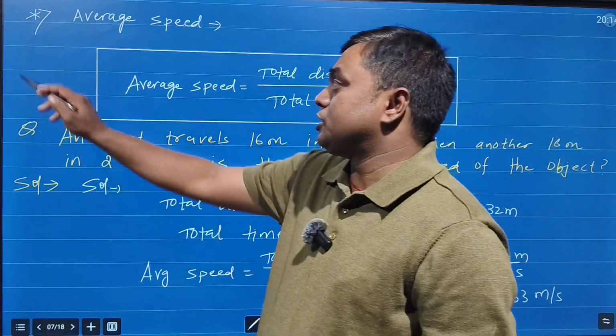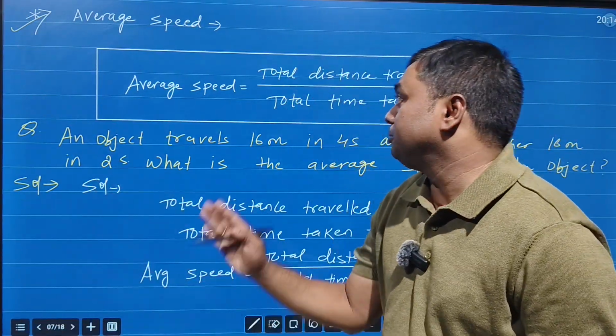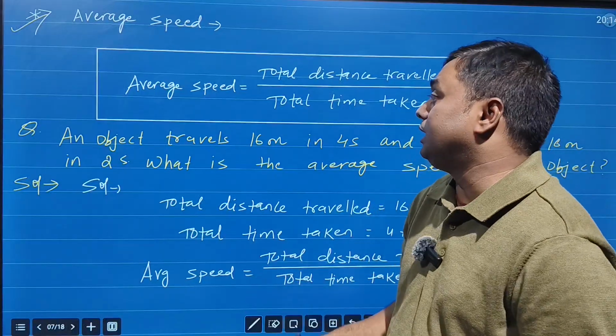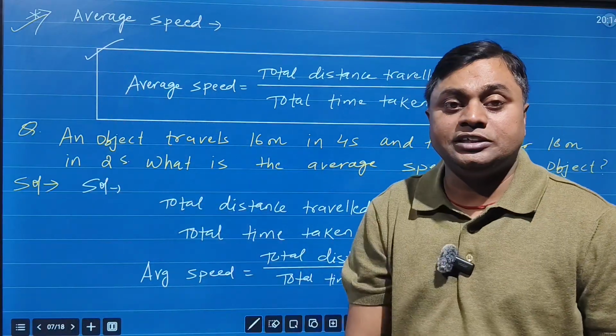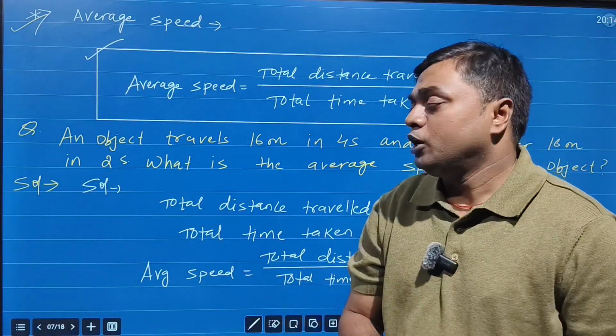Now we talk about average speed. What do you mean by average speed? It is nothing but the total distance traveled by total time taken. What is average speed? Total distance traveled by total time taken.